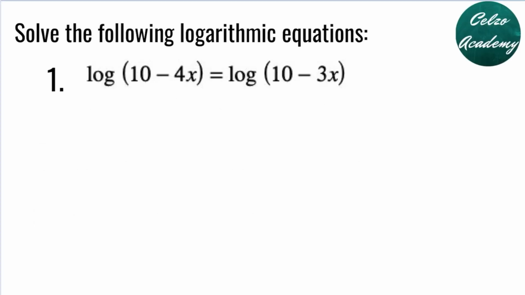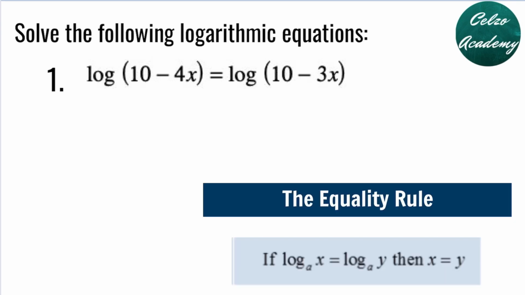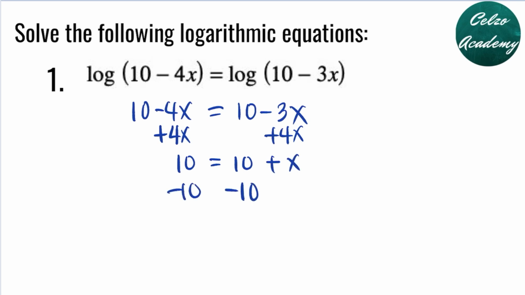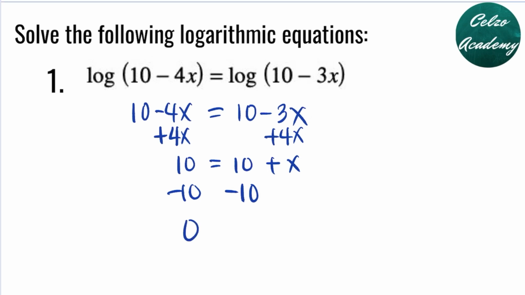Question number 1. Log of 10 minus 4x equals log of 10 minus 3x. For both sides to be equal, the value of 10 minus 4x must be equal to 10 minus 3x. Isolating the variable x on one side, we need to add 4x to both sides. So left side becomes 10, right side is 10 plus x. Subtracting 10 to both sides, 10 minus 10 is 0, and the right side is x. So for number 1, x is equal to 0.